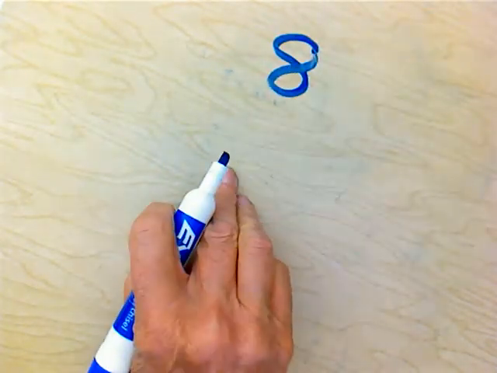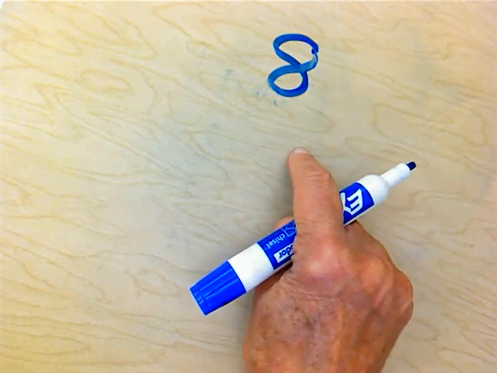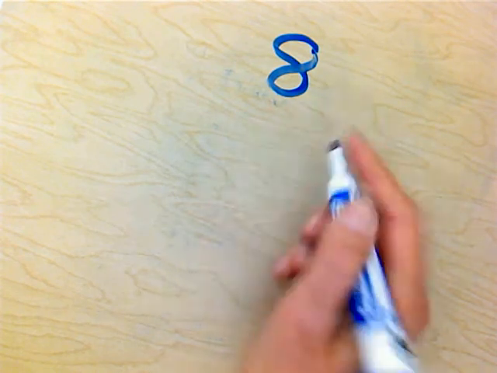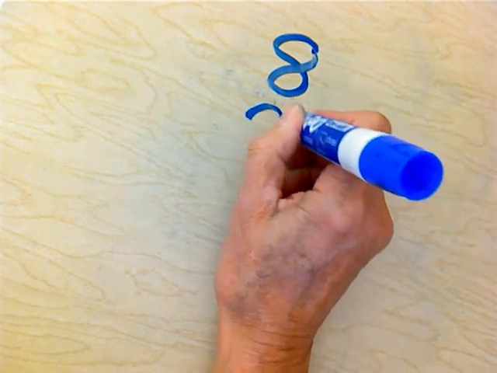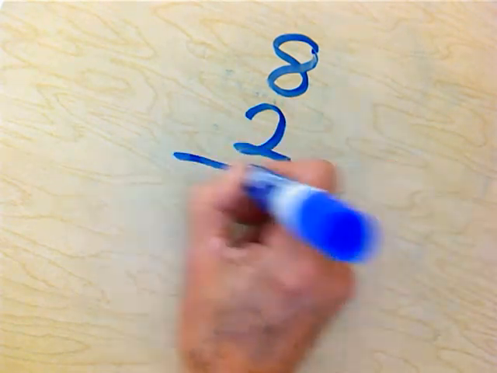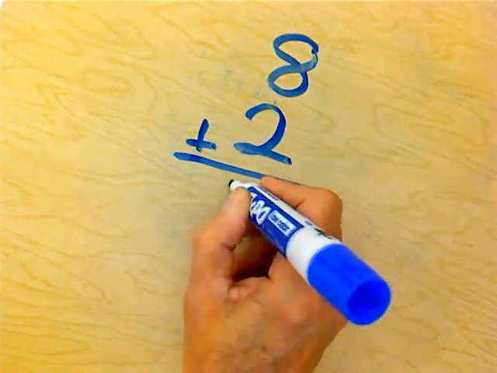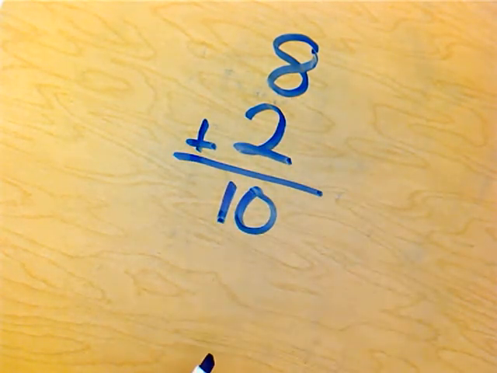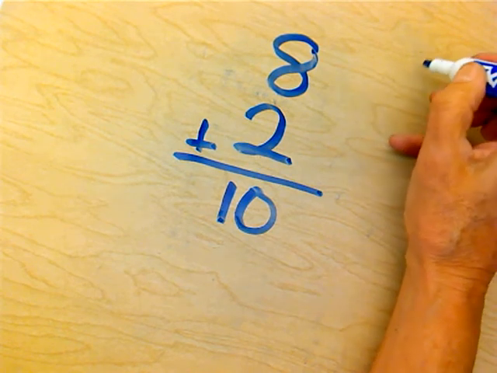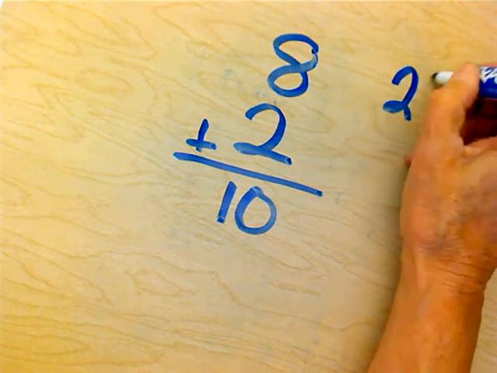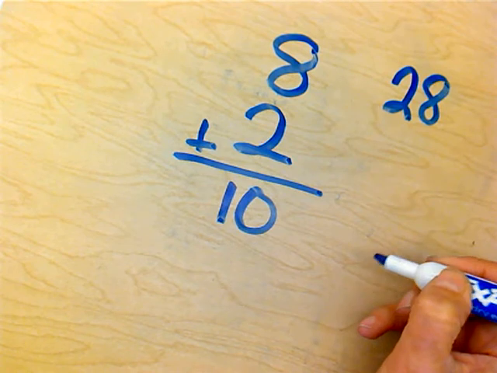If I had 8 and I wanted to get to the next 10, what would I have to add to 8 to get the next 10? If I added 2 to 8, would that take me up to the next 10? Yep, it sure would. So what if I had 28 and I wanted to get to the next 10?